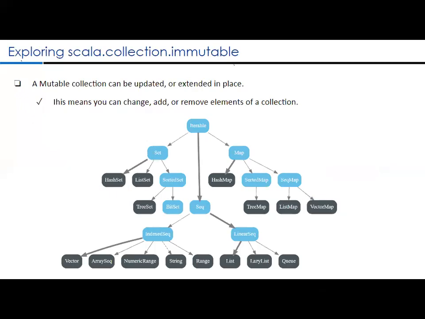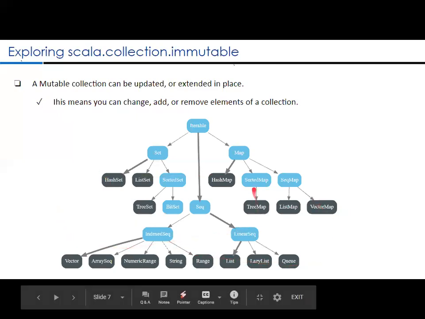Please look at this. A mutable collection can be updated. What is a mutable collection in general? A mutable collection is a collection which can be updated or extended in place. For example, if you want to change any value in a container, or add or remove elements from the collection, the mutable collections allow you. So this is scala.collection.mutable. These are the set of things we get as part of the mutable package.